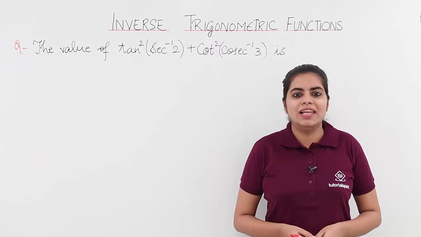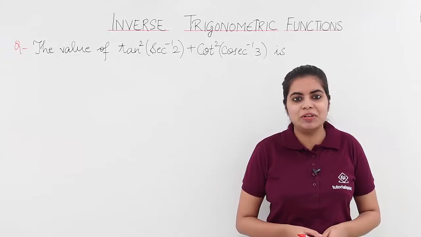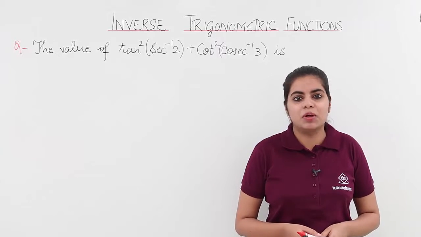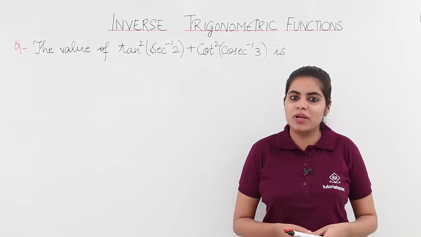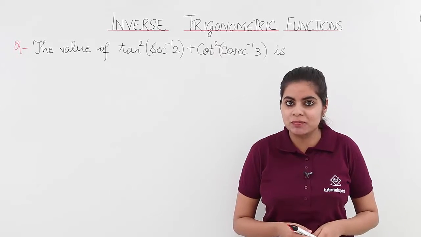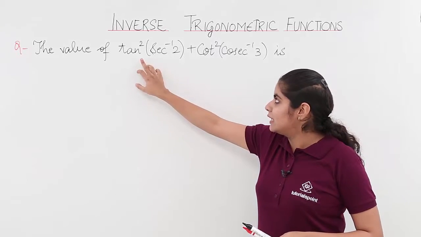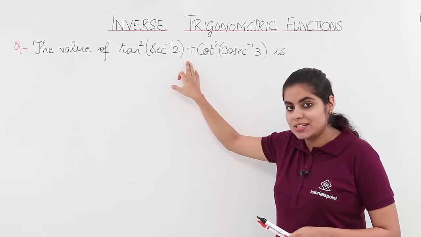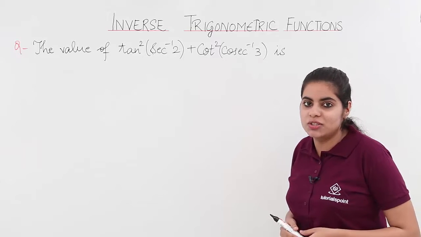In this video, let's see another numerical problem based on the concept of inverse trigonometric functions. We have already taken up a few problems on the same topic and hence we are going about solving this question. Let's see what the question has to say. The value of tan square secant inverse 2 plus cot square cosecant inverse 3 is what?